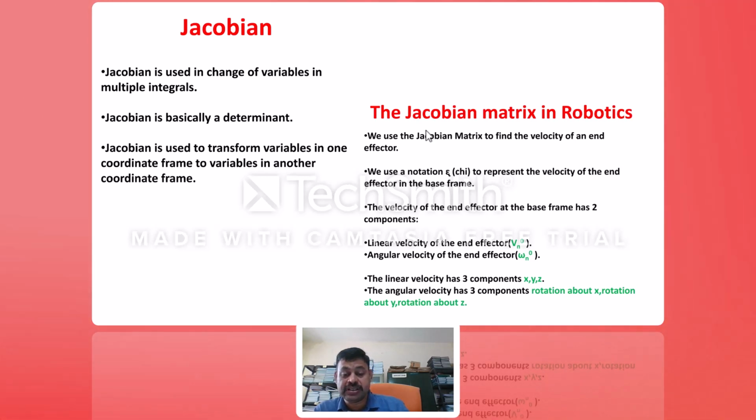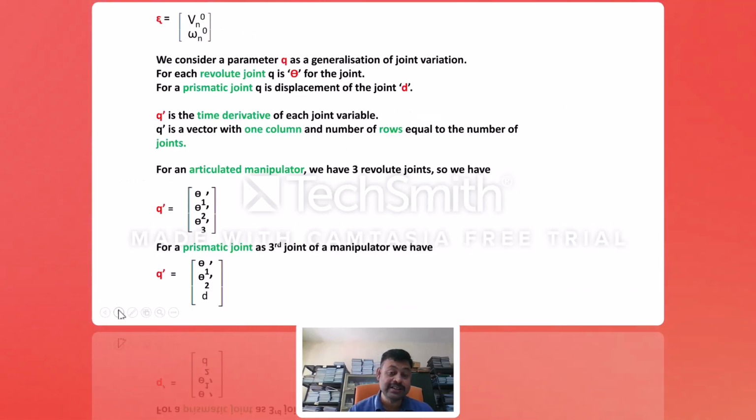We use a notation like chi to represent the velocity at the end effector in the base frame, and the velocity of the end effector in the base frame has two components, linear and angular. Linear velocity you represent as v, angular velocity as omega. The linear velocity has three components x, y, z, right? Linear movement with respect to the x-axis, y-axis, z-axis. Similarly, the angular velocity is with respect to rotation about the x-axis, y-axis, and z-axis.